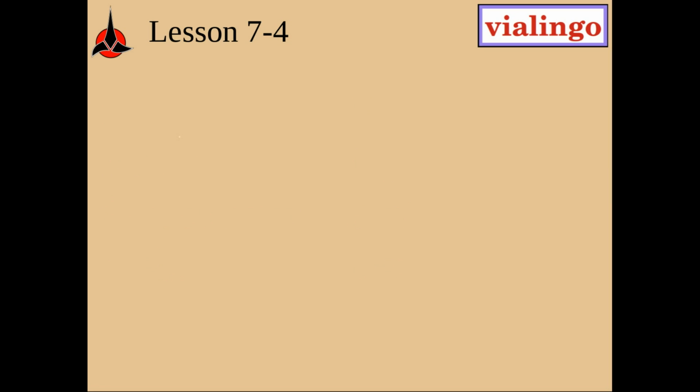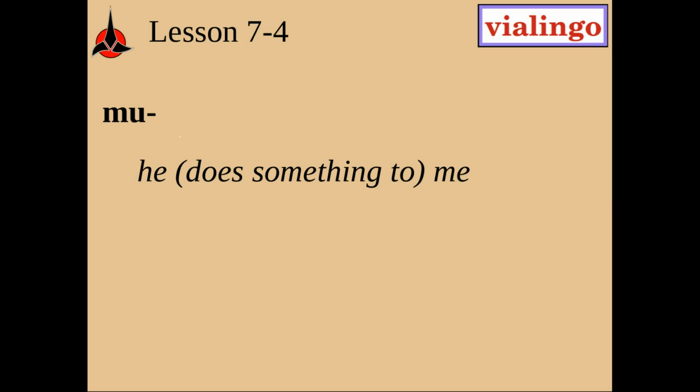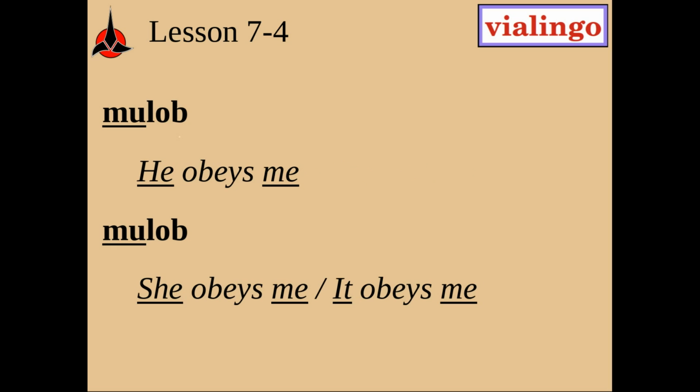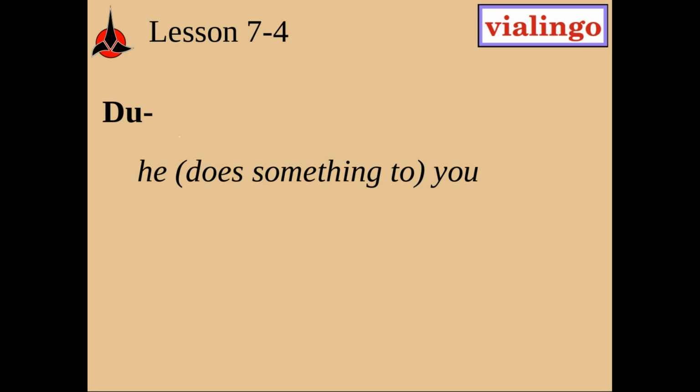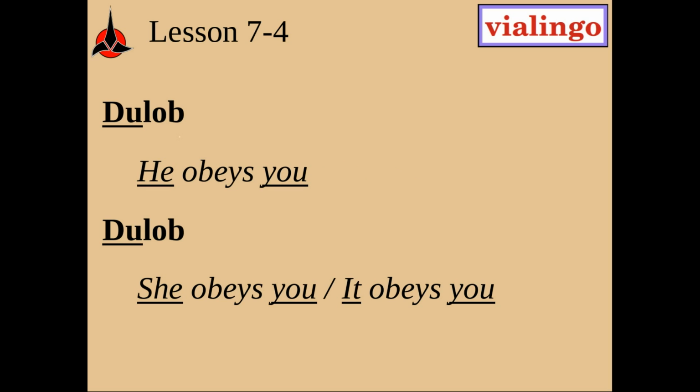It's time to learn some more verb prefixes. When he, she, or it is doing something to me, you use the prefix mu. He obeys me is mulob. She obeys me and it obeys me is also mulob. However, when he, she, or it is doing something to you, you use the prefix du. He obeys you is dulob. She obeys you and it obeys you is also dulob.